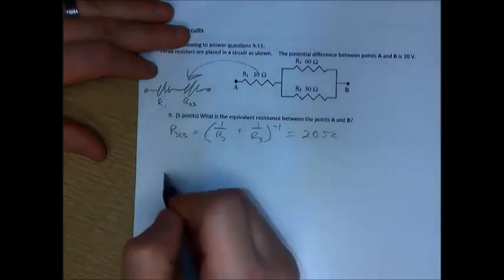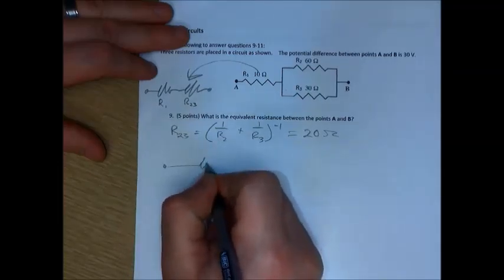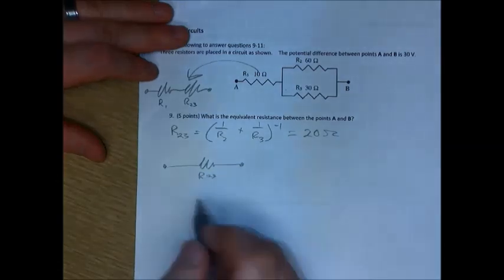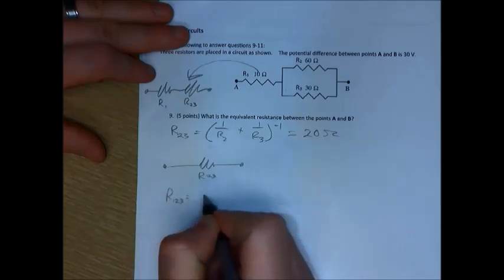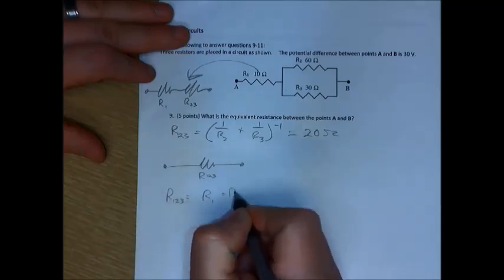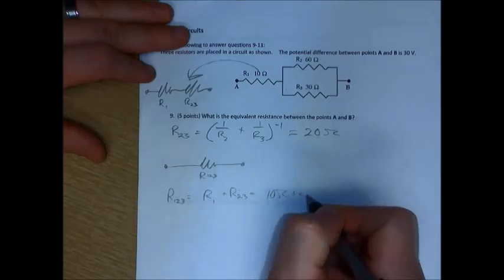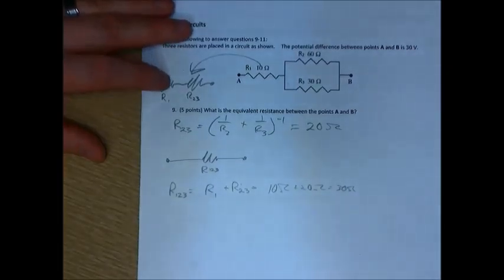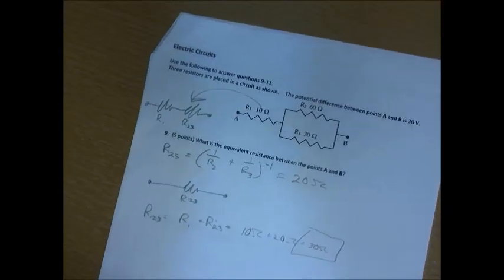So now, what is the equivalent resistance between points A and B? We still have to combine R1 and R23. So then we have R123. R123 is just simply R1 plus R23, just 10 ohms plus 20 ohms equals 30 ohms. So that is the equivalent resistance between points A and B.